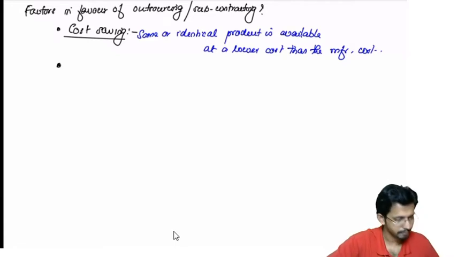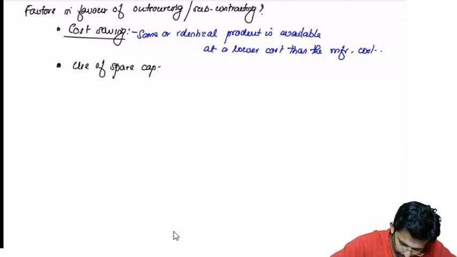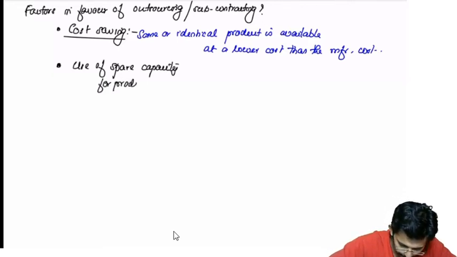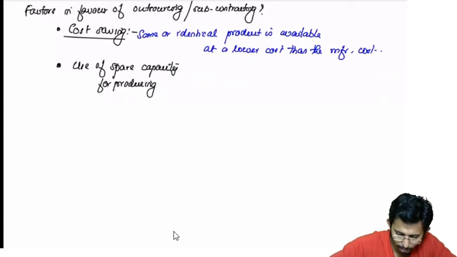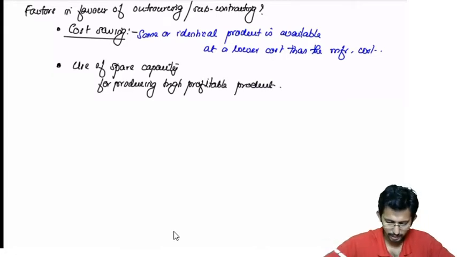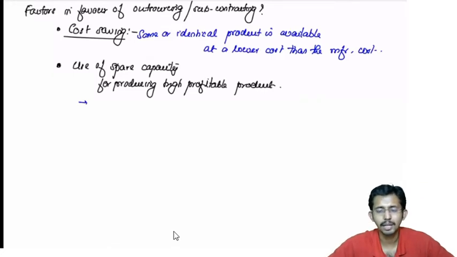Second reason could be what? Use of spare capacity for producing high profitable product. This is another situation. Suppose I told you in the case of that machinery, they are manufacturing 3 components and all the 3 components require the use of a particular machinery.